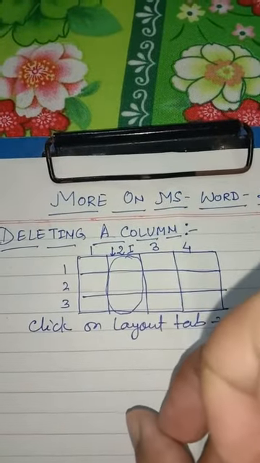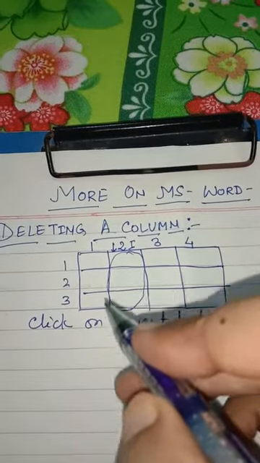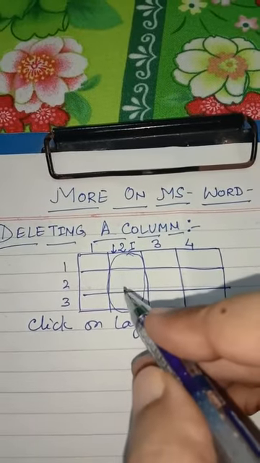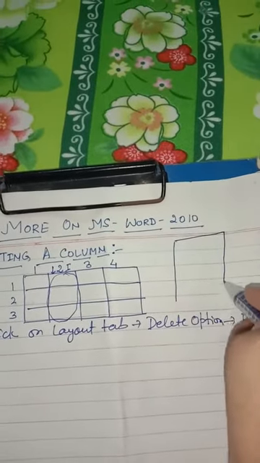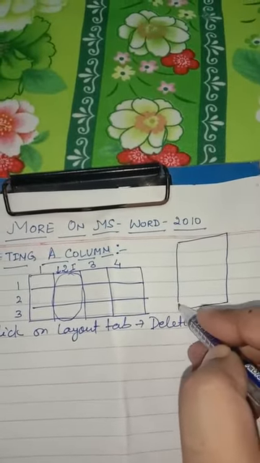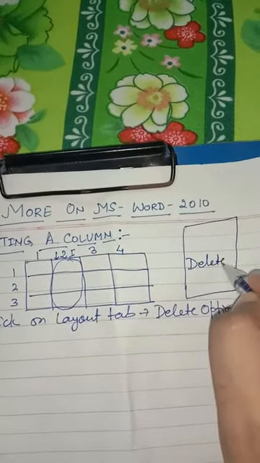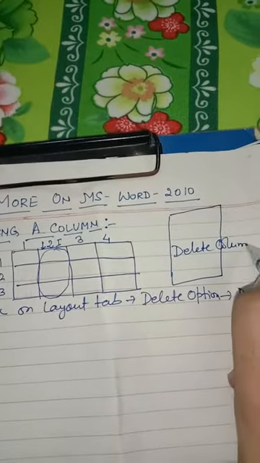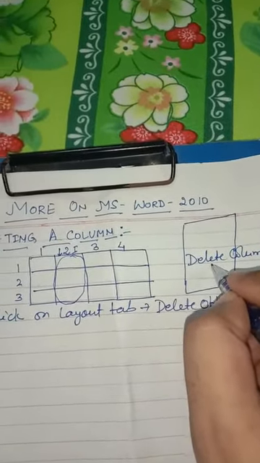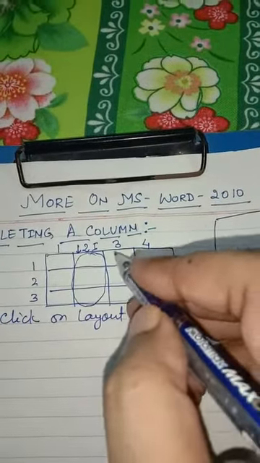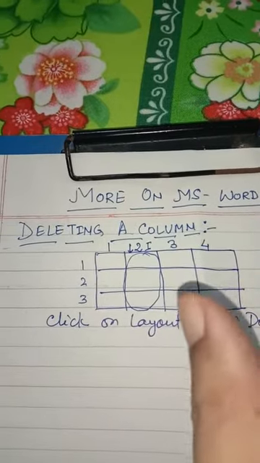So there is another option of deleting the column also. First, select the column that you want to delete, right click over it. As soon as you right click over it, a drop down menu of this type will appear on your screen. Here an option of delete column will appear. As soon as you click on delete column, the column that you have selected will get deleted. So this is the method of deleting a column.